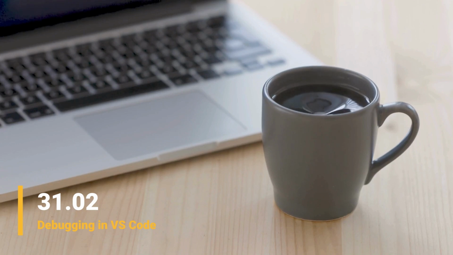Welcome back. In the previous lecture, we discovered a logical error in our shopping cart script. The total was wrong, but we didn't know exactly why. Now, we will use the debugger in VS Code to pause the program and inspect it while it runs.